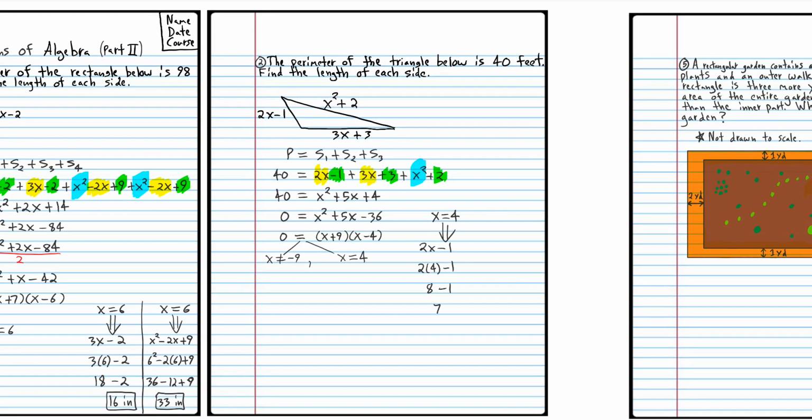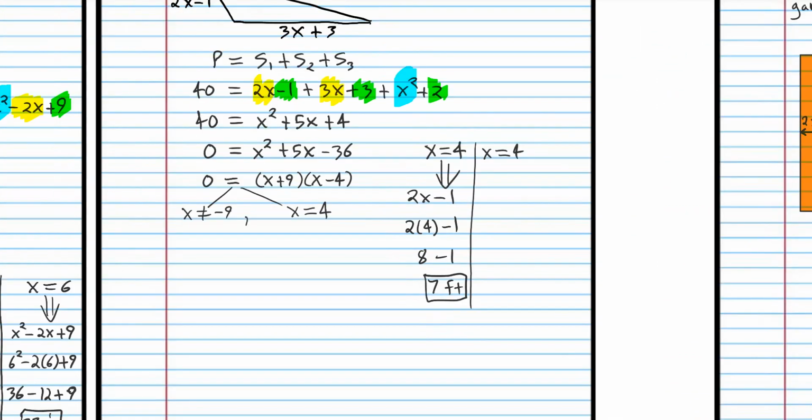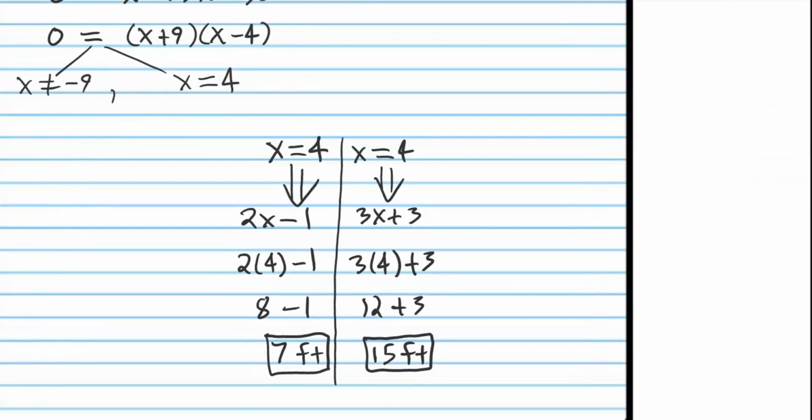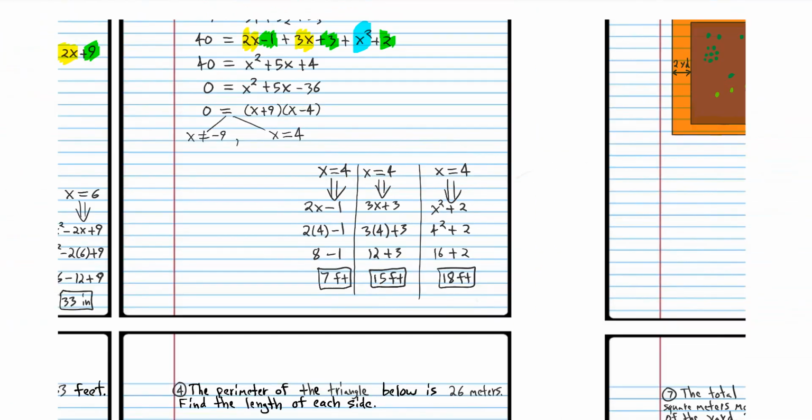And what are the units? Looks like it's feet. So we can write ft for feet. That's the length of one side. Now we're going to plug in 4 for 3x plus 3. 3 times 4 plus 3. That's 12 plus 3 is 15 feet. Now I have x squared plus 2. That's the last side. So 4 squared plus 2 is 16 plus 2, which is 18 feet. So those are the 3 sides.